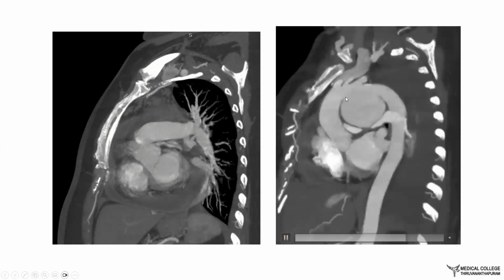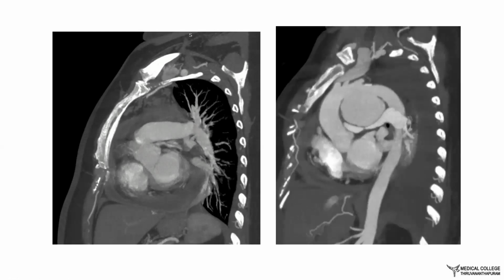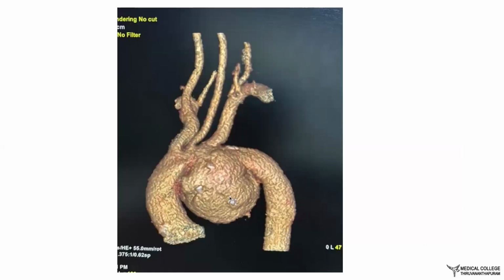So now the neck was almost encompassing the entire arch till the brachiocephalic vein. The size was a little more than double. So with this, the option of waiting was not possible. So this was the size at the time of our final decision-making.